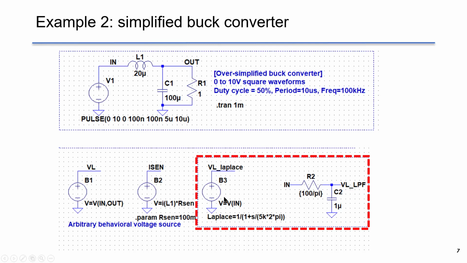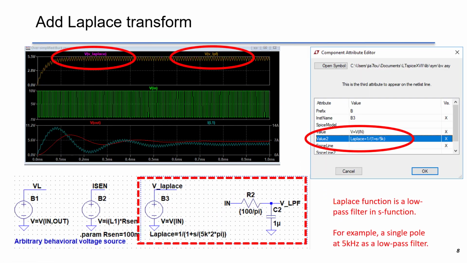arbitrary voltage source B3. In B3, we define the Laplace transform. This is the equation. Basically, we add a low-pass filter with one pole at 5 kHz over the input voltage. For comparison purposes, we add a physical R and C to see if they have the same result over the input voltage. In time domain, we can see the voltage of V Laplace equals V low-pass filter in transient simulation.